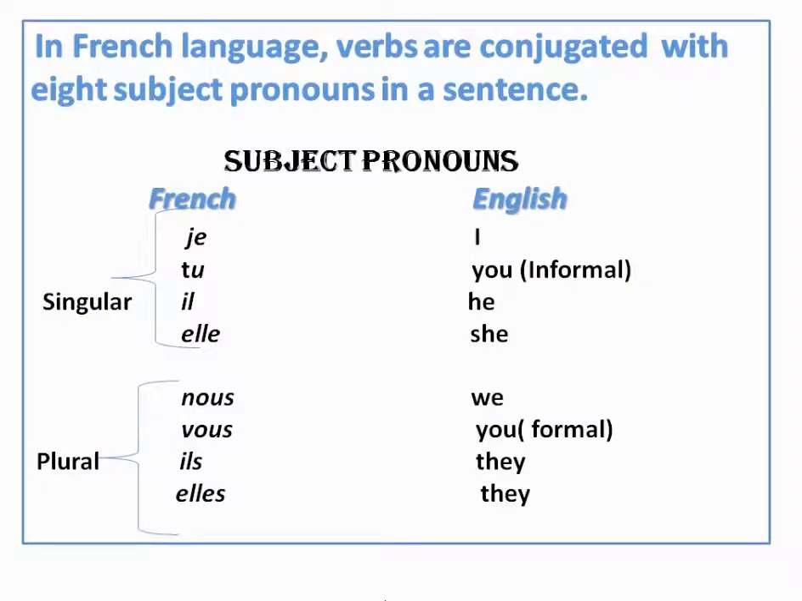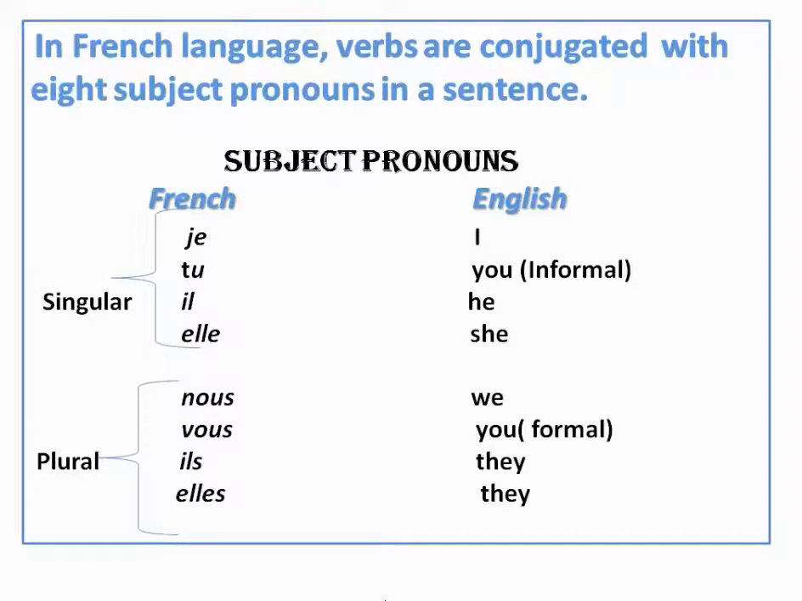In French language, verbs are conjugated with subject pronouns in a sentence. As in English, we have subject pronouns. In French also we have, but with a bit of variation. And the difference is that in English we have only one you, but in French we use two you, one for informal and one for formal.